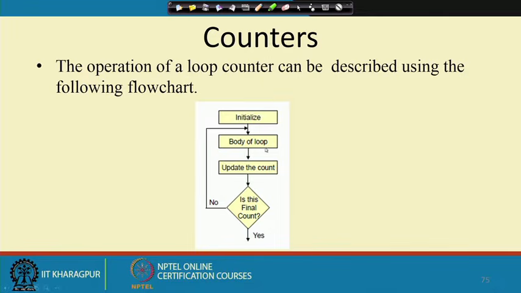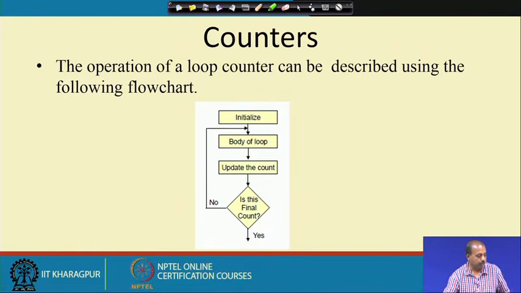So, the overall operation is like this. First you have to initialize the counter, and then we have the body of the loop. Whatever action we want to do, we do it in the body, then update the count, and then check whether this is the final count or not. If it is, then it comes out. If it is not, it goes back and executes the loop body once more.